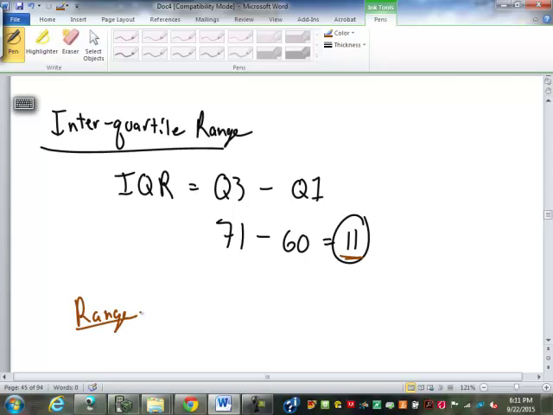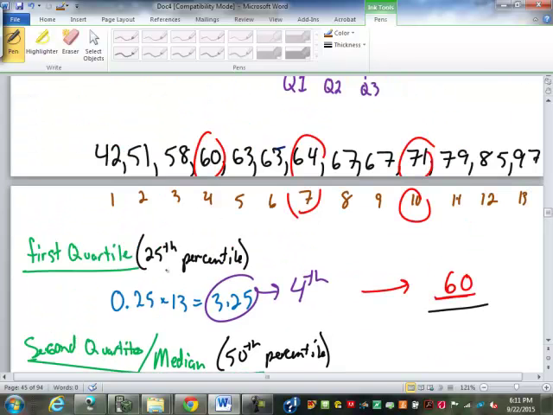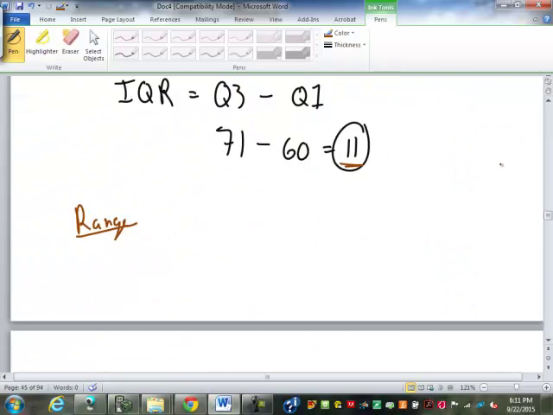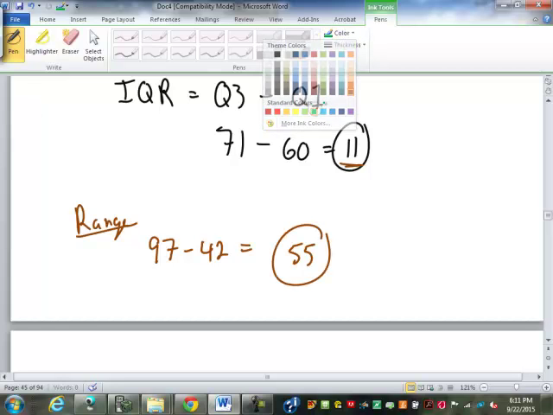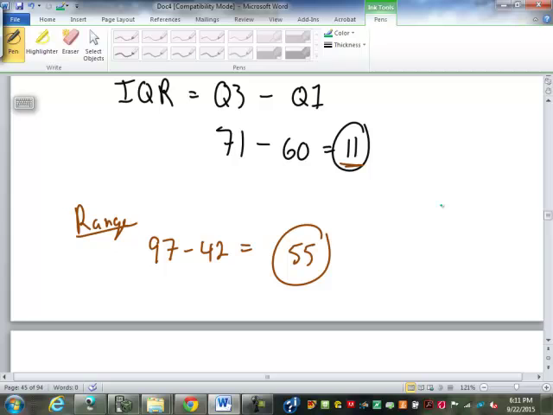The overall range for this data, well, we've got 42 to 97. So it's going to be 97 minus 42, which is 55. In a set of data that is evenly distributed, spread out all nice and evenly, the interquartile range will be about half of the total range. Because remember, the interquartile range from the first quarter to the third quarter contains about half of the numbers. So if they're evenly spread out, that would be about half.